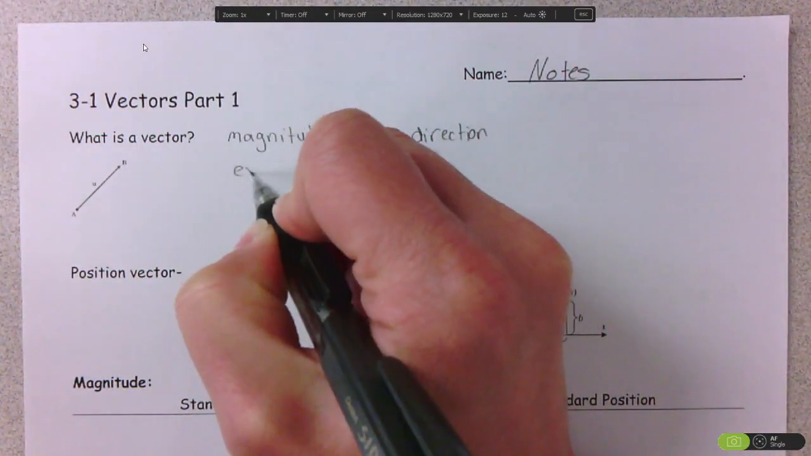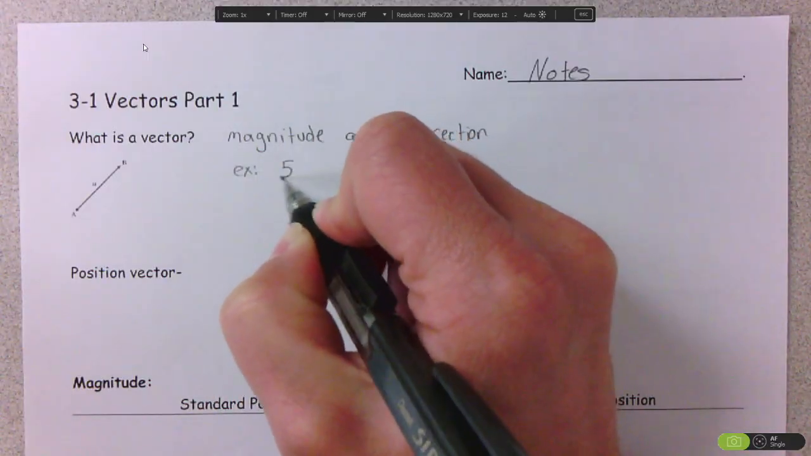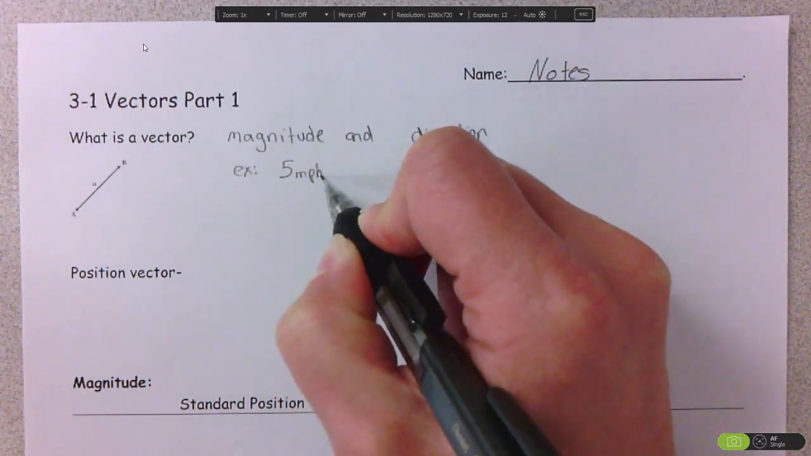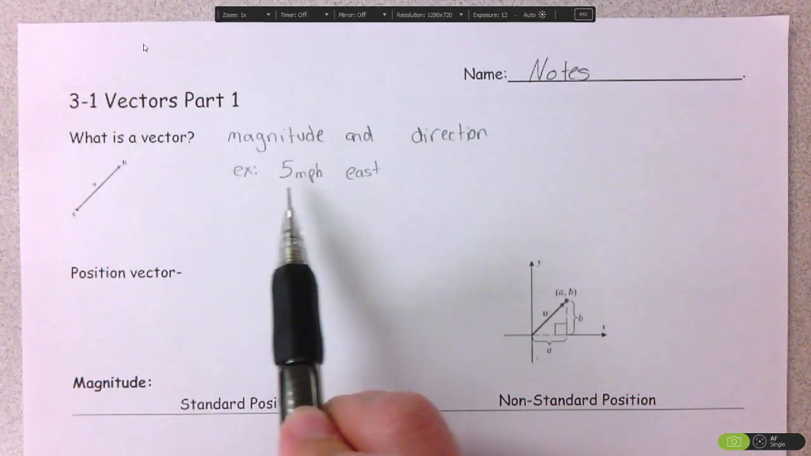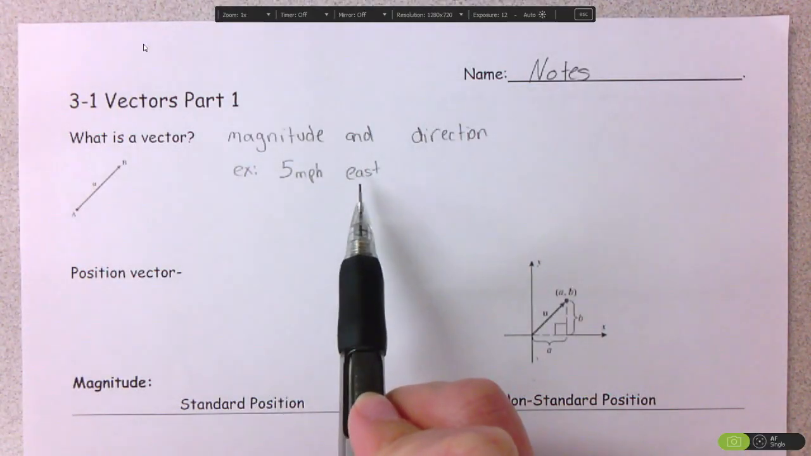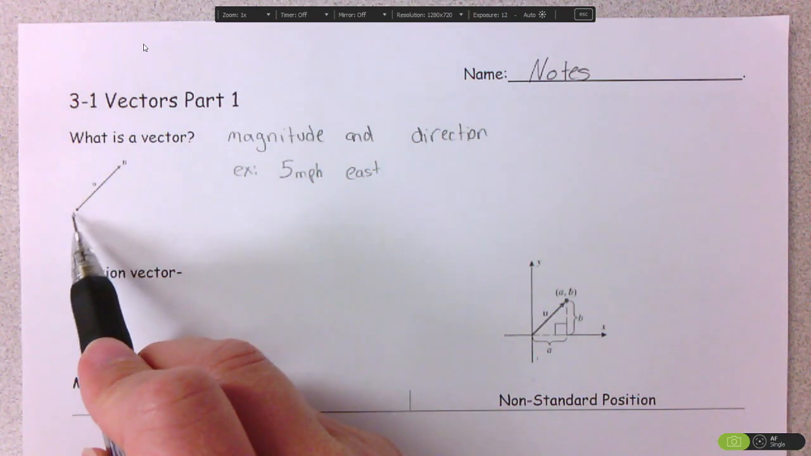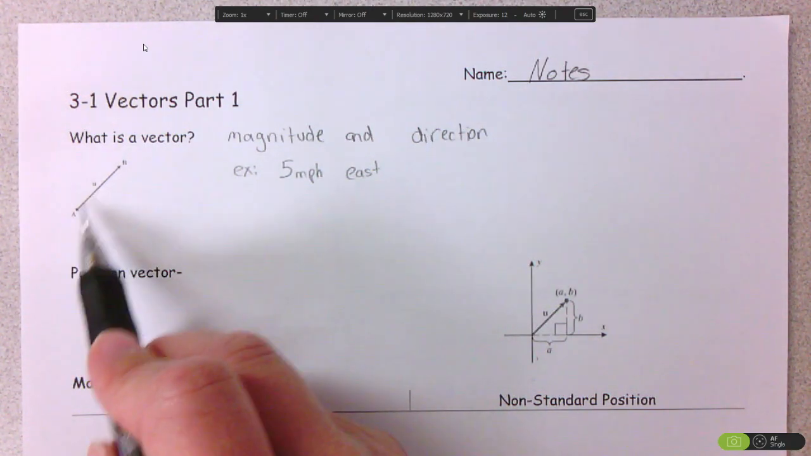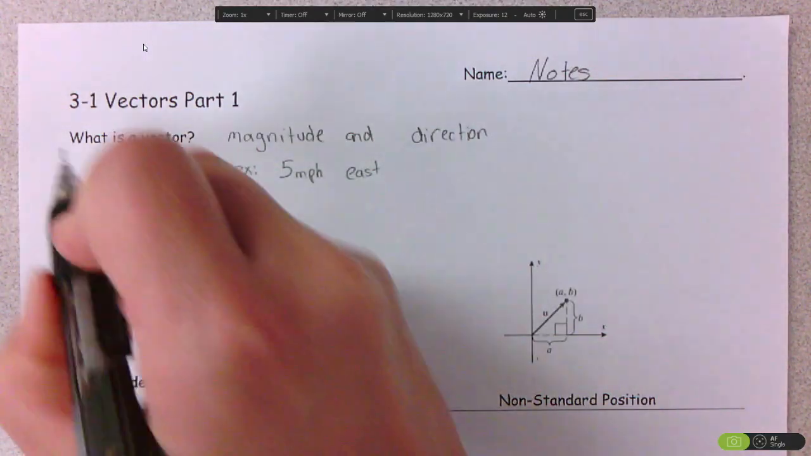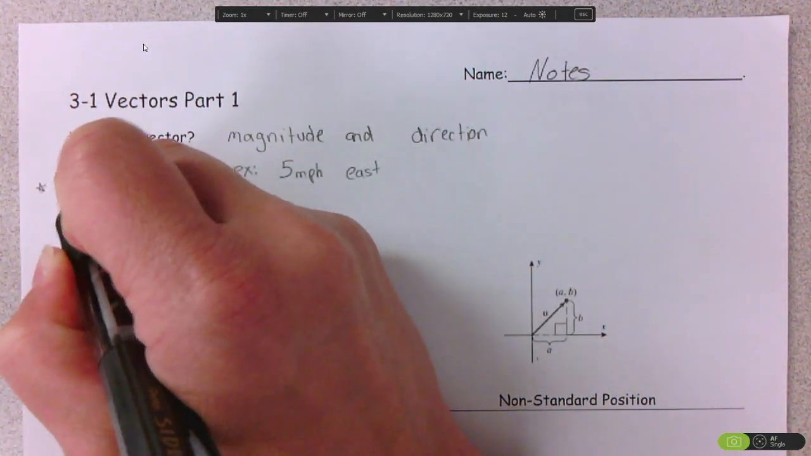Okay, so for example, it could be 5 miles per hour east. So we have the 5 as our magnitude and the direction would be east. Okay, and this is what it looks like. So we have A, and then we call it vector U, but it goes from A to B. And just to note, this is not a ray.